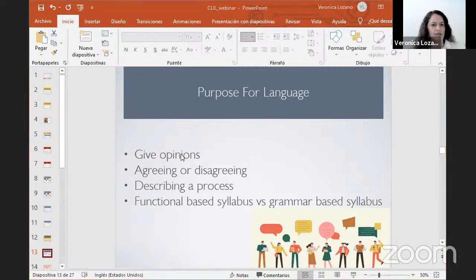According to me, yes, very good. It is said, excellent, I think, perfect. So same thing with agreeing or disagreeing, describing a process, right? This would be functions, language functions.